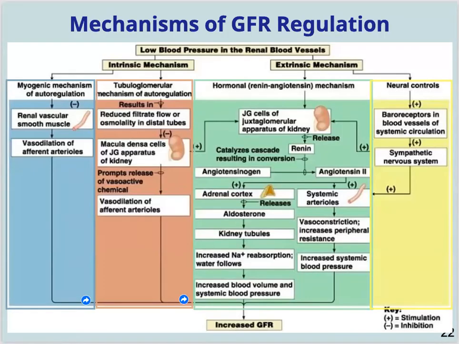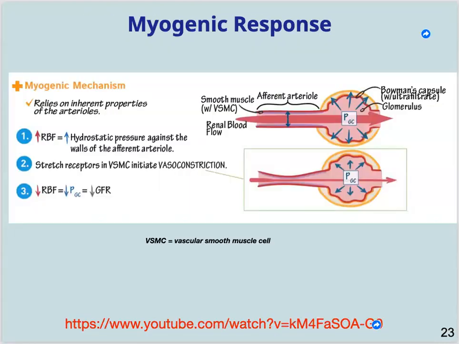This is another summary diagram going over that information we just talked about, but in more detail. So intrinsic mechanisms, we have myogenic response and tubular glomerular feedback, whereas extrinsic mechanisms involve either neural controls through the sympathetic nervous system or through hormonal mechanism called the renin, angiotensin, aldosterone system, which we'll talk about next time. Okay, so first we're going to look at the myogenic response.